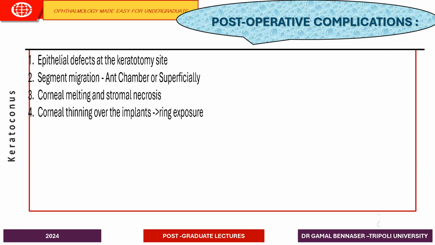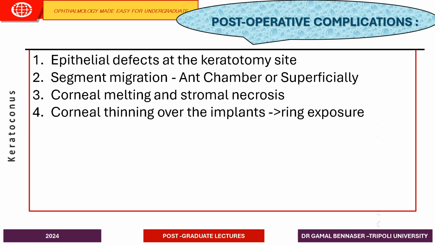Now we come to the post-operative complications. The most common is epithelial defect that occurs post-operatively, which is commonly due to the instrumentation and the trauma during the surgery, and also the process of trephination and tunnelization. Also segment migration to the anterior chamber, as I said, due to improper implantation of the segment. So the segment might migrate to the anterior chamber, especially if it is deeply placed, or it might extrude superficially or outside when it is superficially placed.